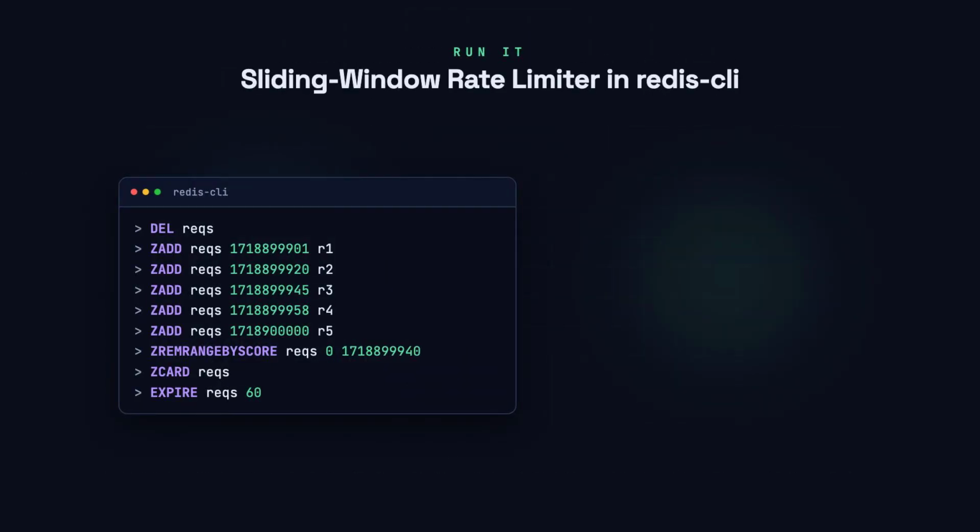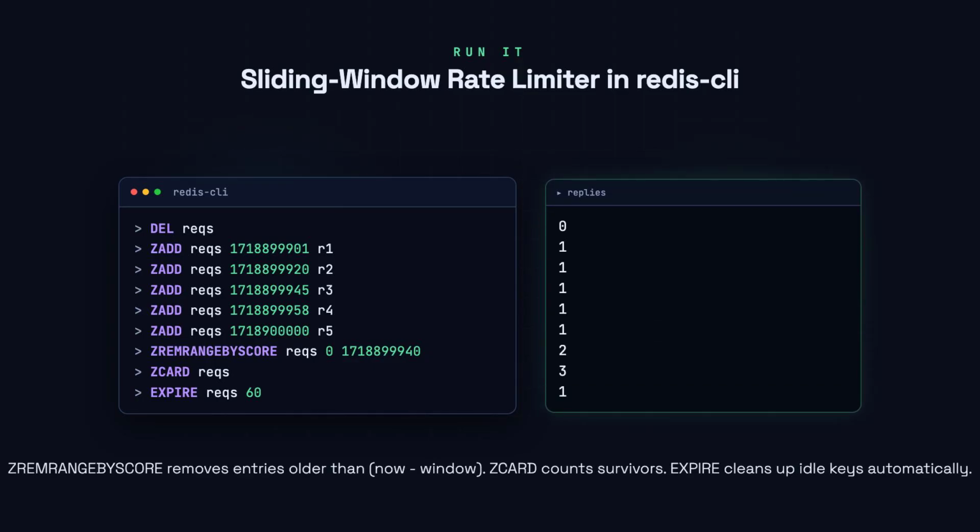We ZADD each request with its timestamp as the score, then call ZREMRANGEBYSCORE to purge anything outside the 60-second window. ZCARD returns the live count. Finally, EXPIRE ensures the key self-destructs when the user goes quiet.